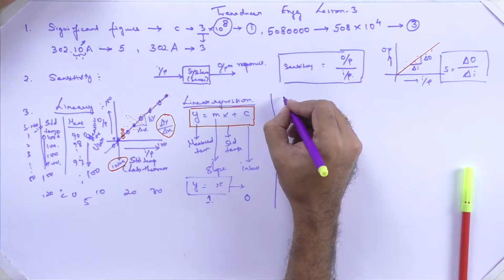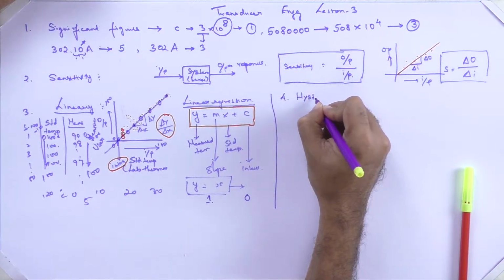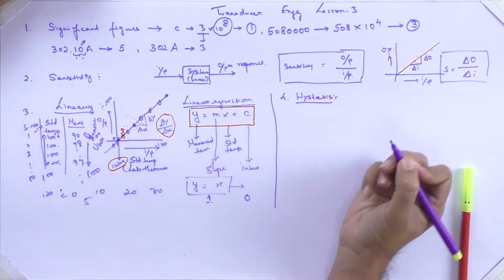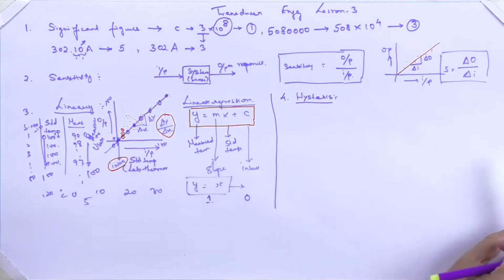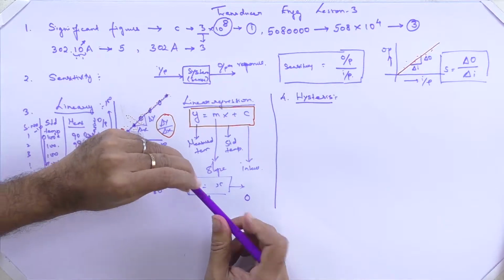Next we come to the most important and very interesting static characteristic, that is hysteresis. What is hysteresis? Everyone might have studied hysteresis in your higher secondary grades, and it might have been explained in the magnetic properties of materials. And here we are going to see that any system has a hysteresis behind that system.